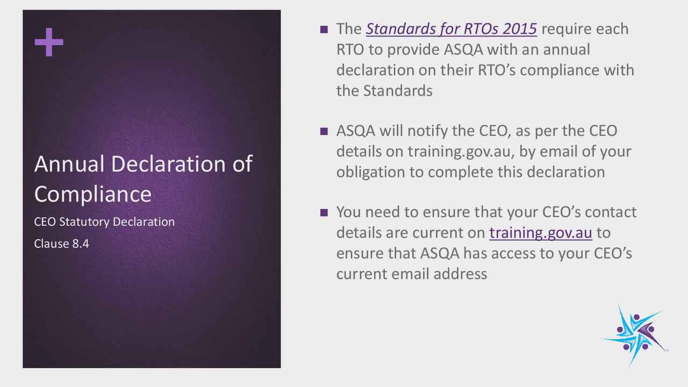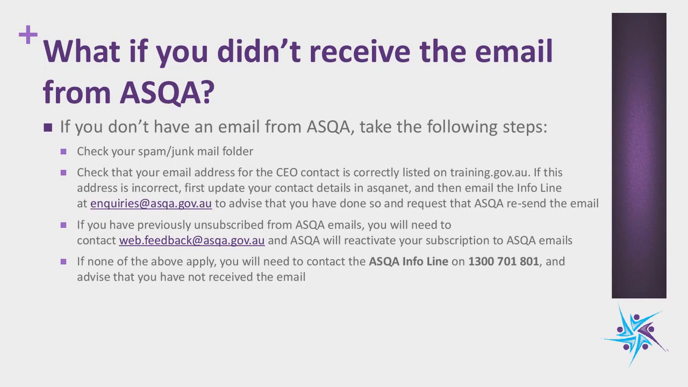So you need to update your training.gov.au, which you do through ASQA.net. Go on to ASQA.net and make sure that you have correct details. Now, what if you didn't receive the email from ASQA? If you haven't received the email from ASQA, you need to do the following.